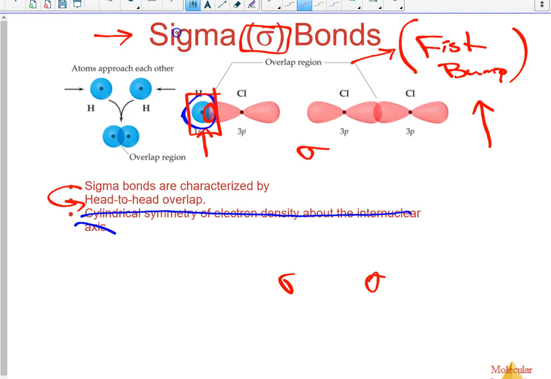All right? This is the fist bump. You'll see why the handshake is the handshake in a second. All right? So, sigma is like a fist bump where the tips overlap each other.